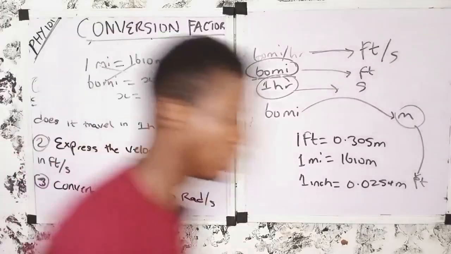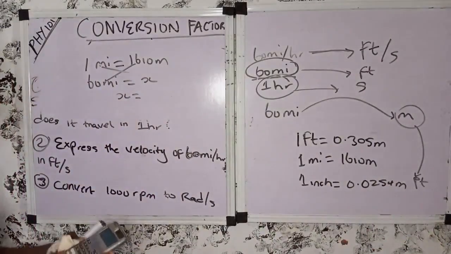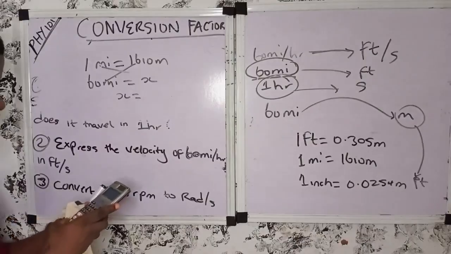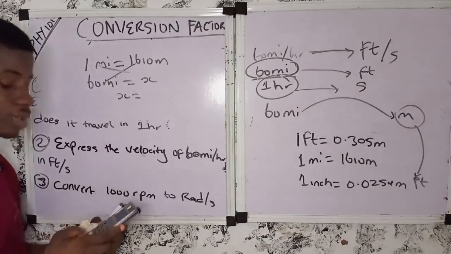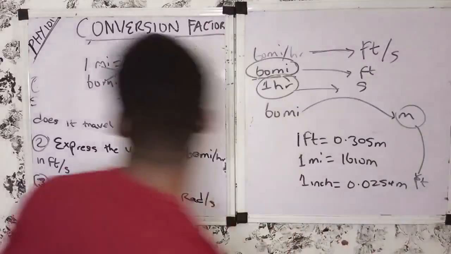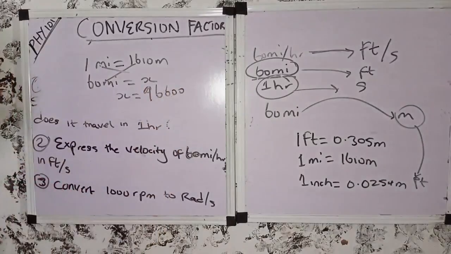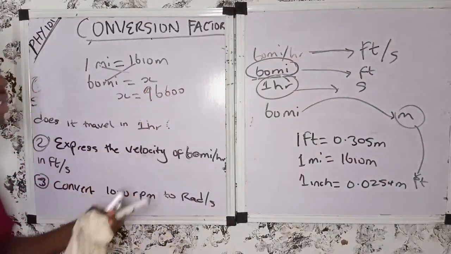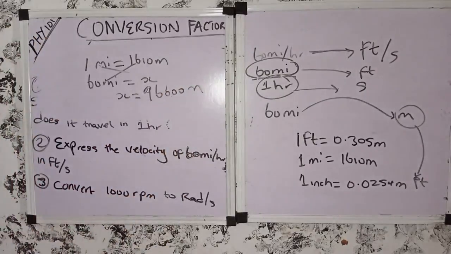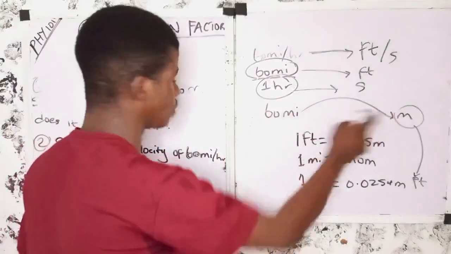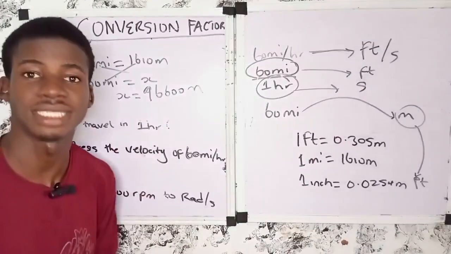60 times 116. Okay, 60 times 116 will be equal to 96,600. Okay, so yes, 96,600 meter. So we have successfully converted from where? From mile to meter, okay? 60 mile is the same as what? 96,600 meter. Are we done yet?